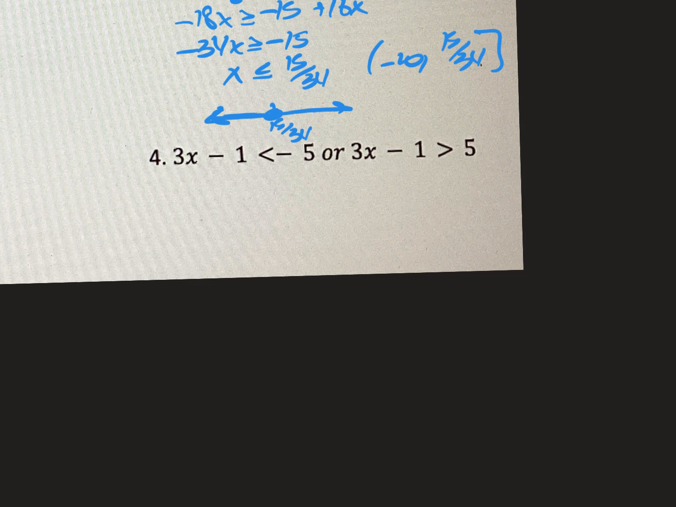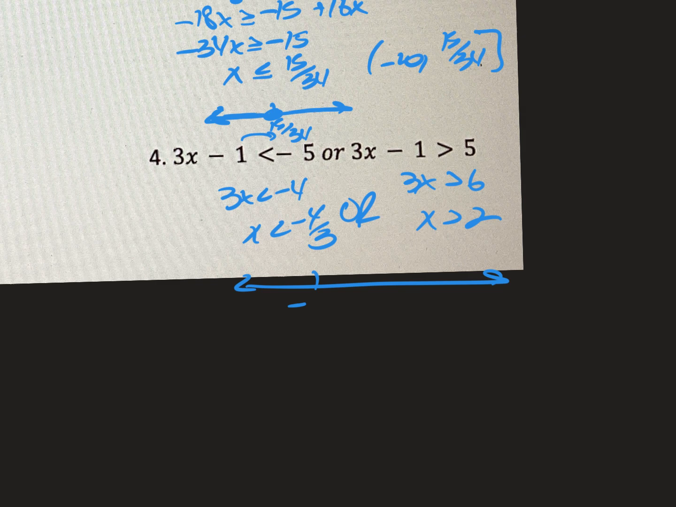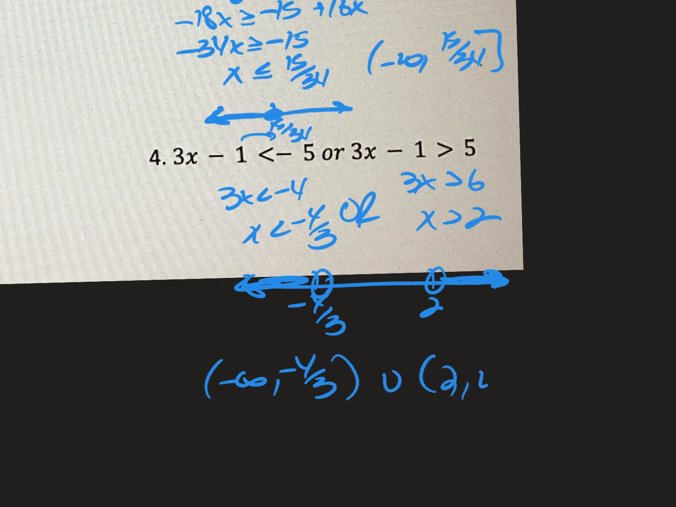Number 4 is an OR. It's a disjunction. Solve both sides, so I'm going to move that 1 over, make that negative 4, divide by 3, get negative 4/3, or, don't forget the or, move this 1 over, I get 6, divide by 3, I get 2. Don't forget your number line, I'm going to go less than negative 4/3 with an empty circle, greater than 2 with an empty circle. I'm going to have 2 intervals this time because I shaded 2 areas, so negative infinity to negative 4/3, union 2 to infinity, and there's 4.